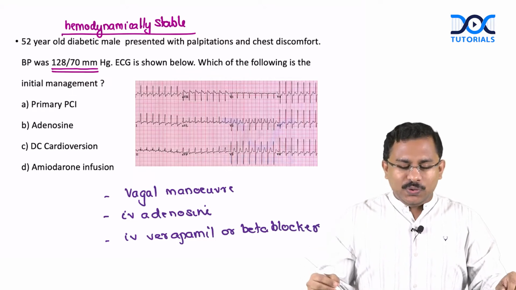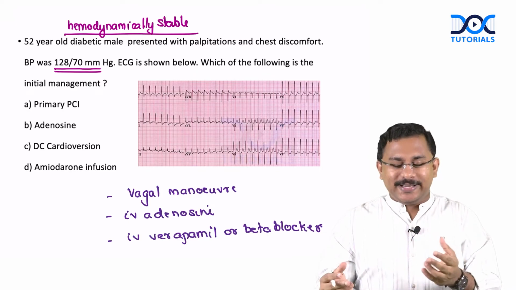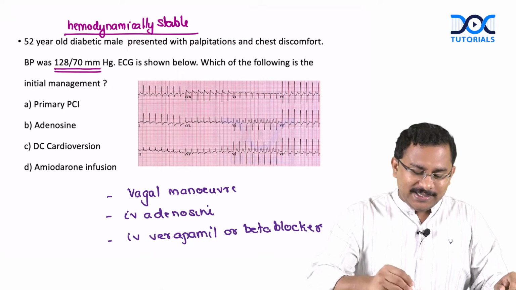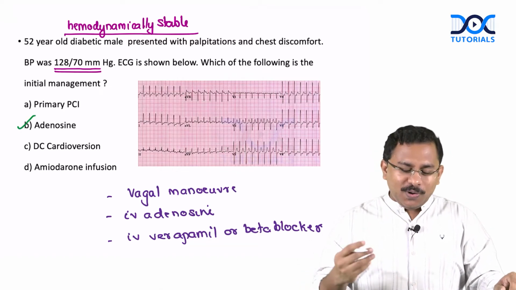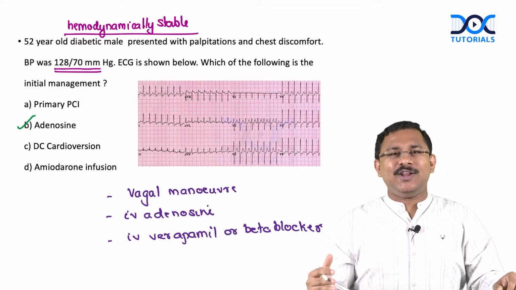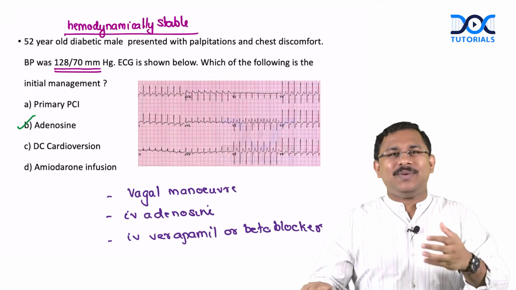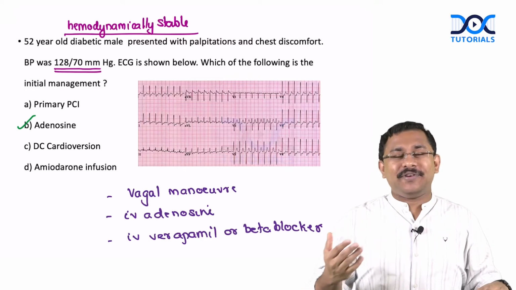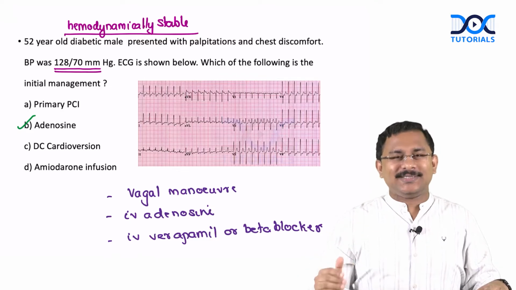So hemodynamically stable PSVT is given in the question. You do not have vagal maneuver in the options, so definitely the answer is going to be IV adenosine. What about option C, DC cardioversion? Remember, had the patient been hemodynamically unstable, in that case you would require cardioversion, but not in this case.